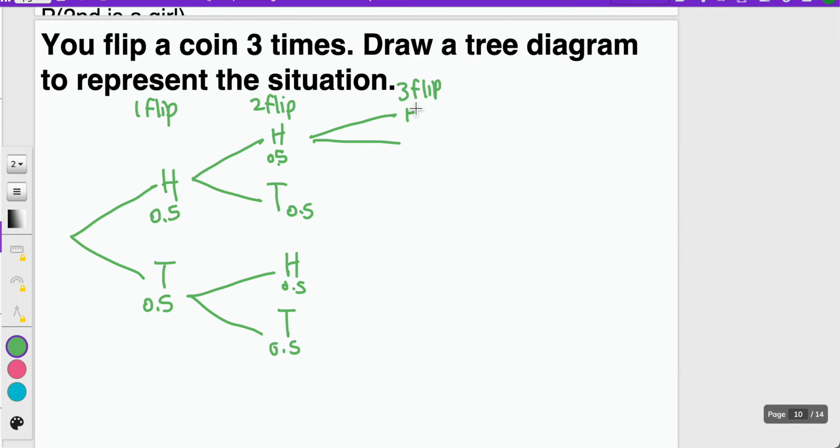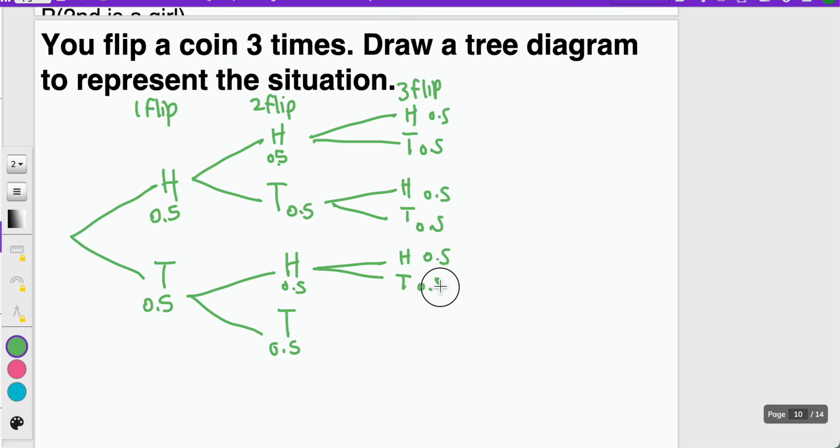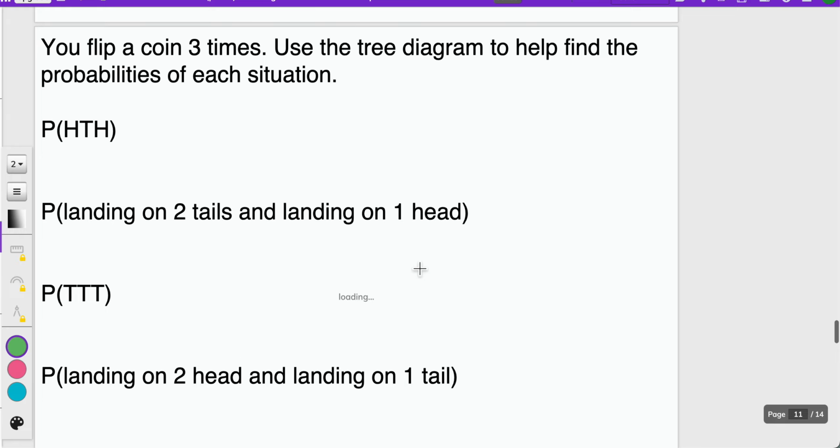I either have heads, tails, you get the idea, 0.5, 0.5, or 1/2, heads, tails, 0.5, 0.5, heads, tails, 0.5, 0.5, heads, tails, 0.5, 0.5. Okay? So, now let's answer some questions.